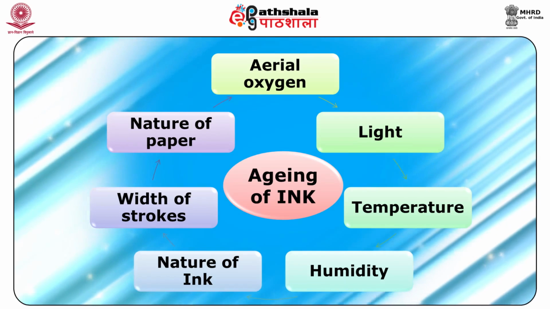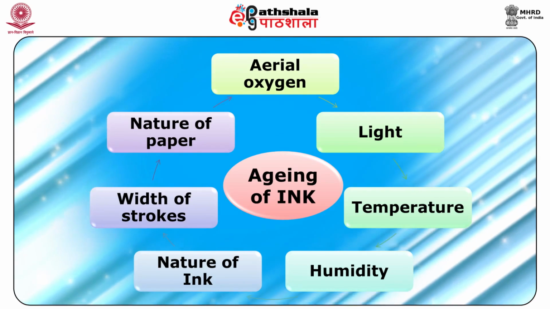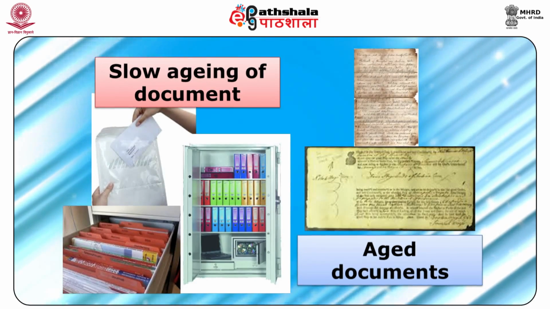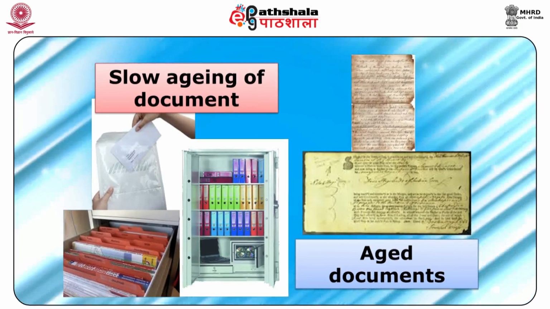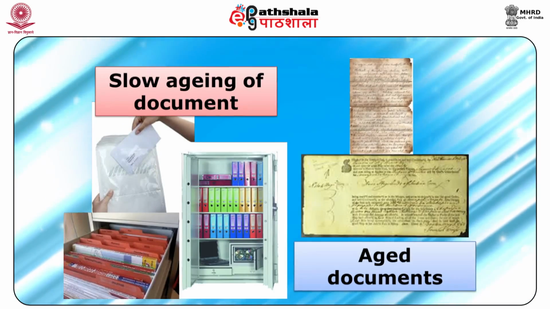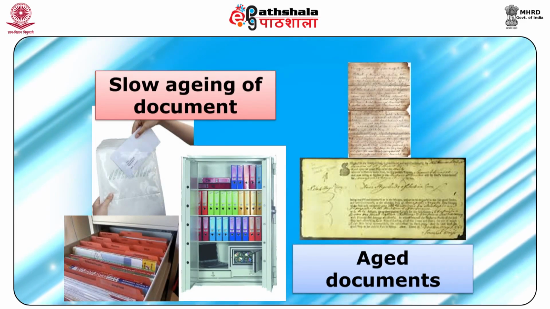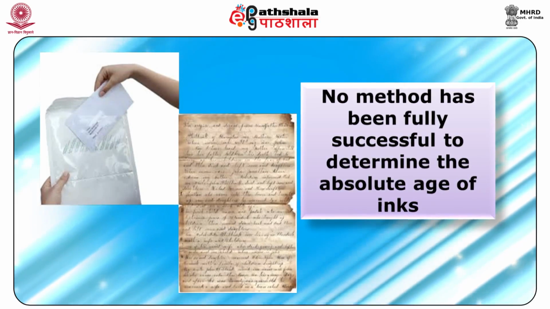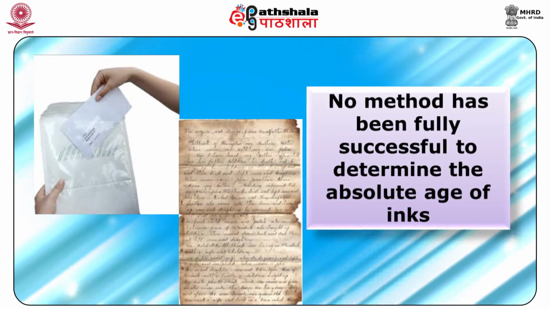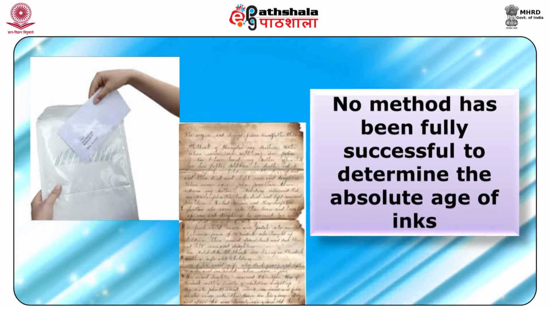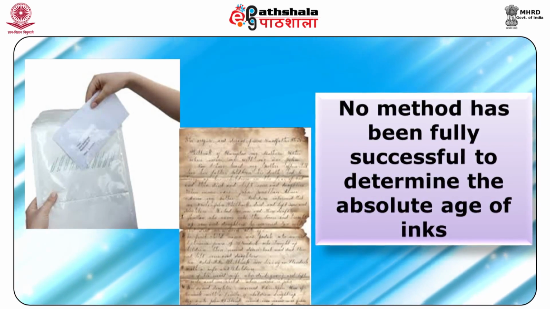It is not practically possible to determine the degree of effect of the environmental factors on a given specimen of ink. A document enclosed in a closed polythene envelope and kept in a closed cabinet will age at a much slower rate than if the same document is exposed to light, temperature, air, and humidity. The reason is obvious. A number of methods based on the change of color of inks, solubility of inks, amount of ferrous in iron gallotannate inks, and iron migration, etc., have been proposed by a number of workers, but till now, no method has been fully successful in determining the absolute age of inks.